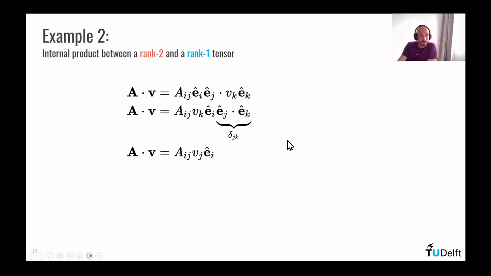So you can see that the result now is a scalar. Of course, we have repeated indices here. We have j, so we have a summation over j. But this will be a scalar associated to one direction, which means that the result of the internal product between a rank 2 tensor and a rank 1 tensor is also a rank 1 tensor.